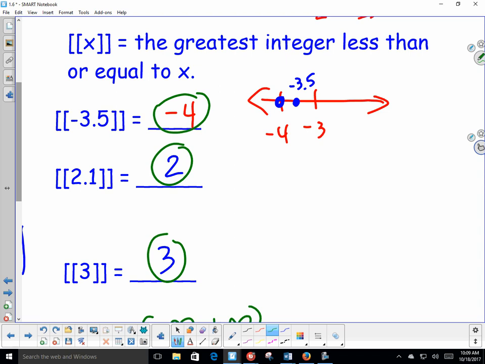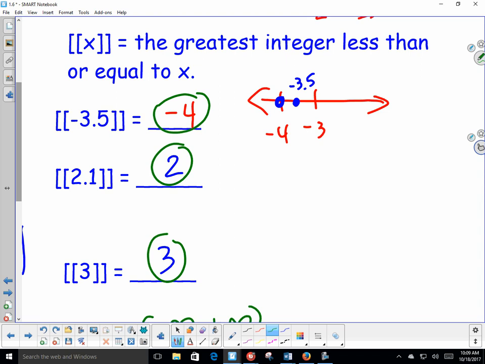So the range is the outcome, and the domain is the set of all your inputs, so we can put any number we want into this function. The x would be the input, and the output is whatever you get out of the function. So this is whatever is the greatest integer less than or equal to these.